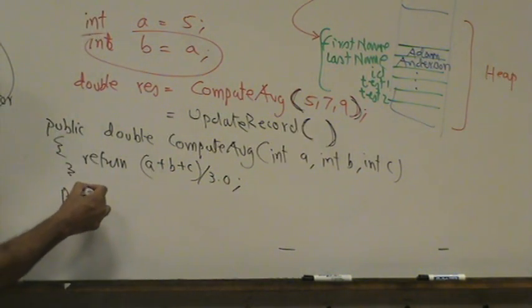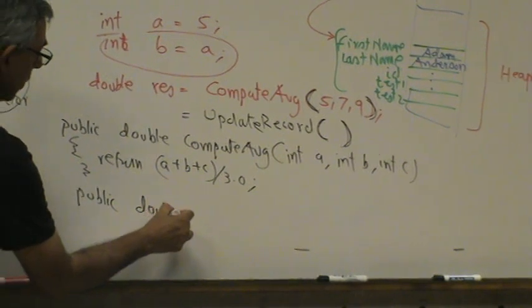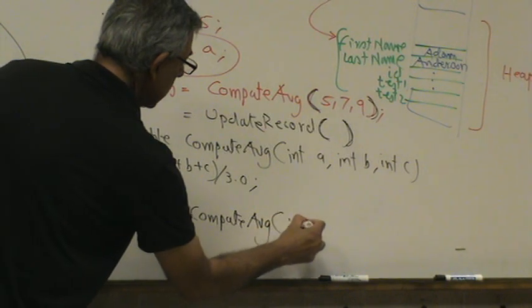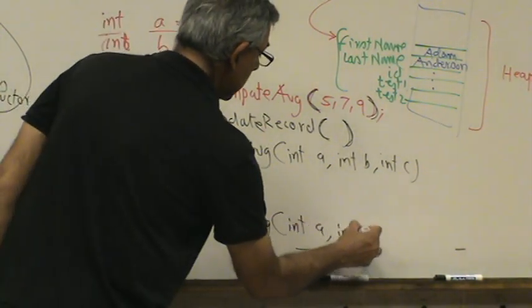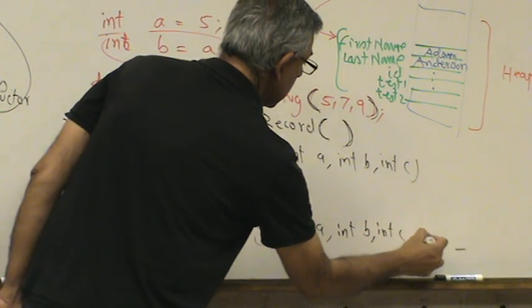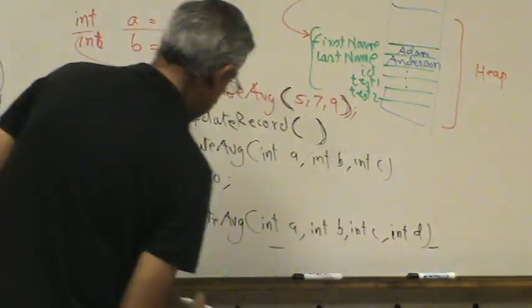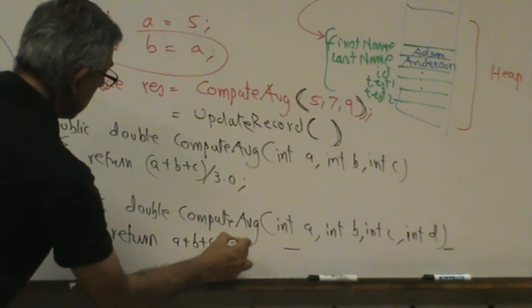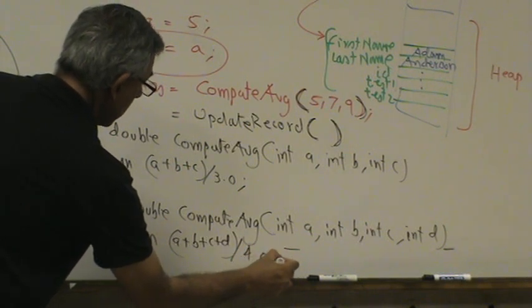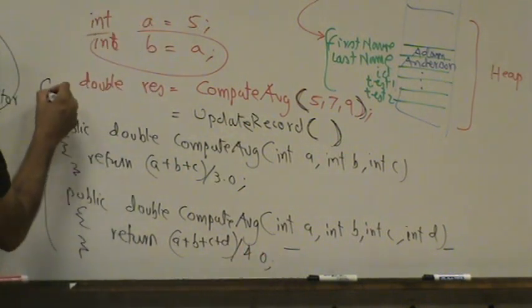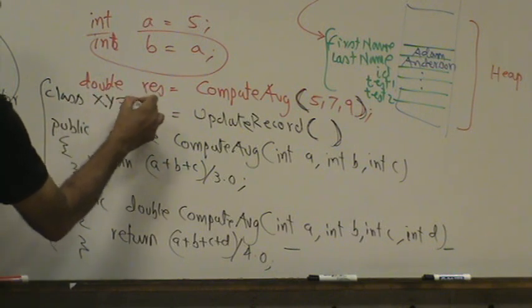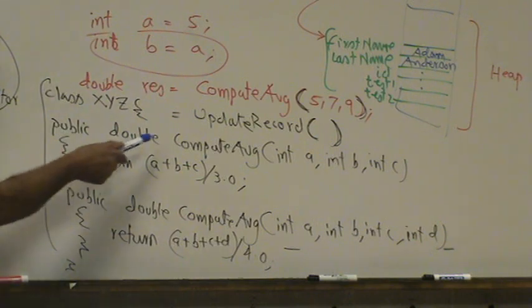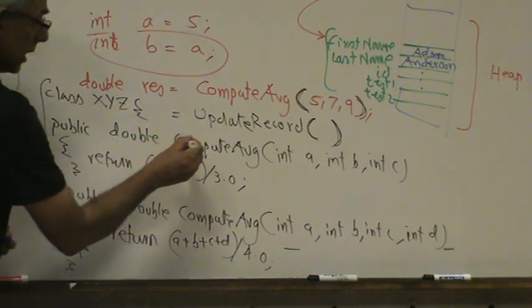Okay, suppose inside the same class, I also write one more function, and this is also called computeAvg, and this has four parameters: int A, int B, int C, int D, and it returns A plus B plus C plus D divided by 4.0. Both of them are inside some class called, let's say, XYZ. So first of all, is it okay to have two functions with the exact same name?